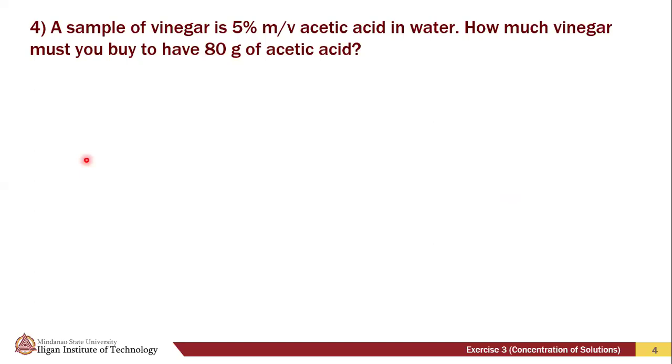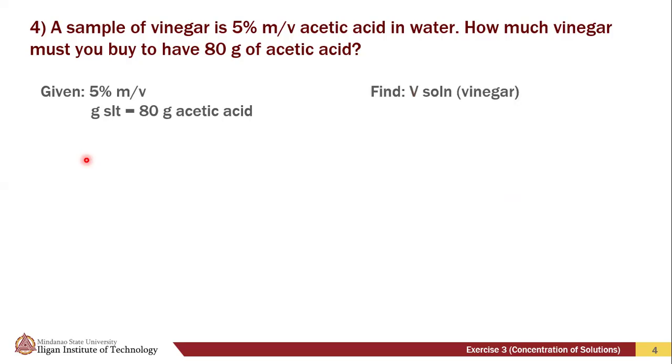We now go into problem number 4. A sample of vinegar is 5% mass per volume acetic acid in water. How much vinegar must you buy to have 80 grams of acetic acid? So we're given the concentration of our vinegar, which is the solution here. And we also have the mass of acetic acid, which is equivalent to the gram of our solute. We need to find the volume of our solution.